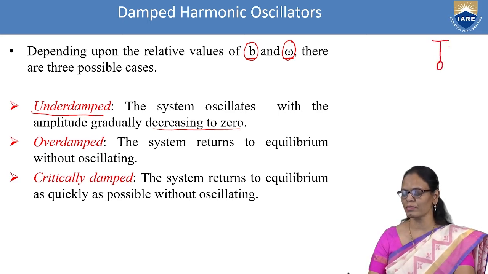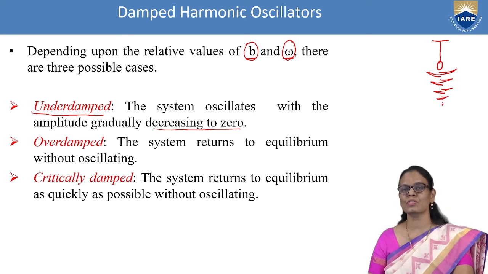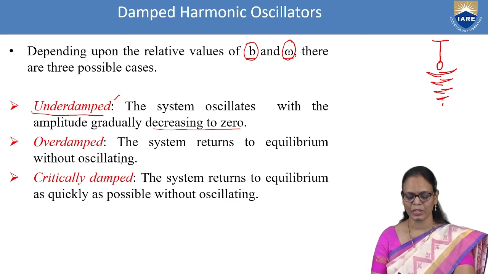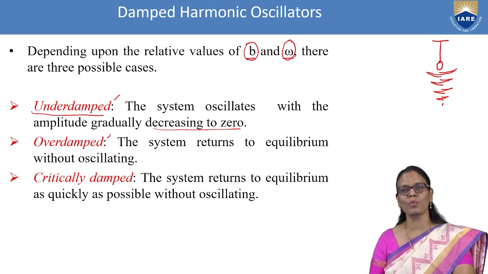What happens here? The system will oscillate with decreasing amplitude. The amplitude goes on decreasing and then it comes to rest. So this is what we have seen in underdamping. Then overdamping. What is overdamping?